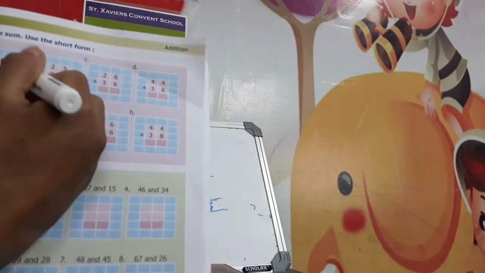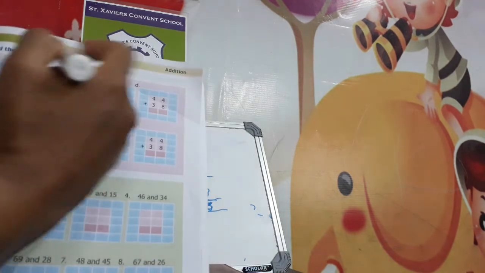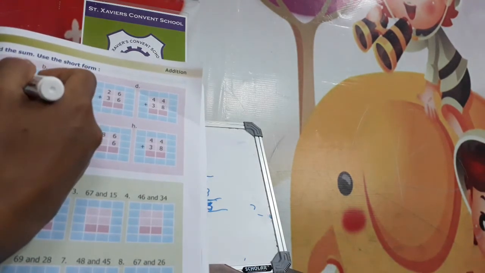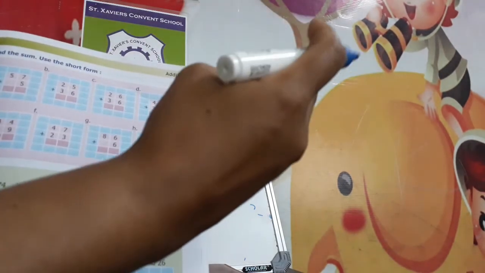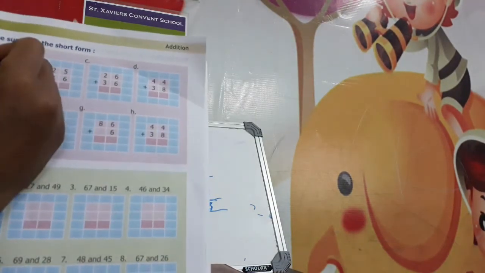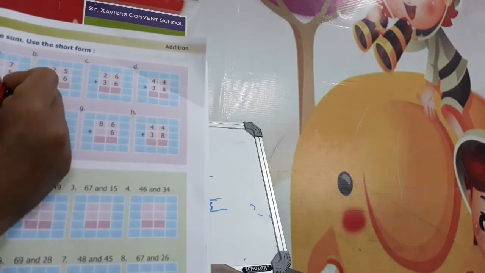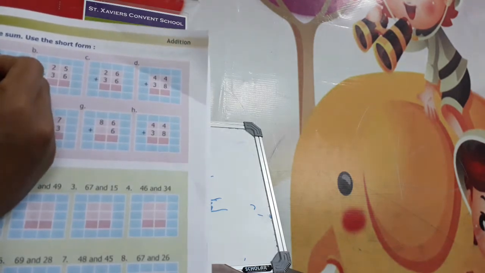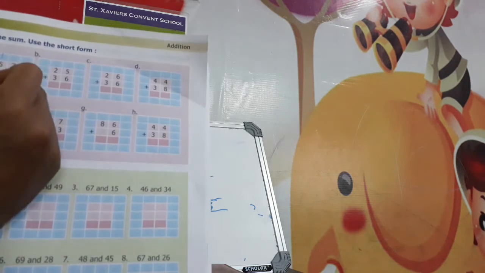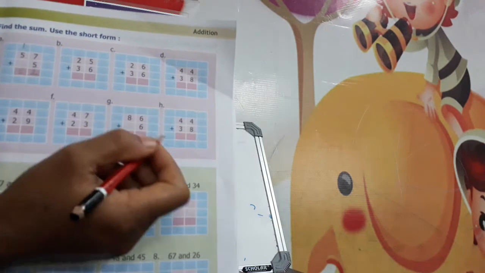Look at here, add these numbers. 7 plus 5. After 7, count 5 more numbers. 7, 8, 9, 10, 11, 12. You have to carry over the number in tens and then add this number with 5. The answer will be 62. Okay, this is the easy way.